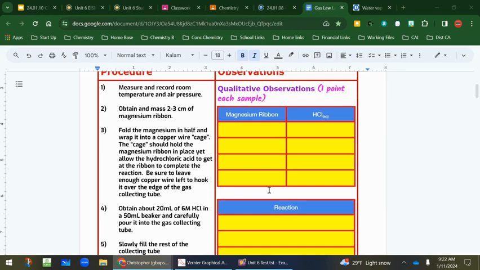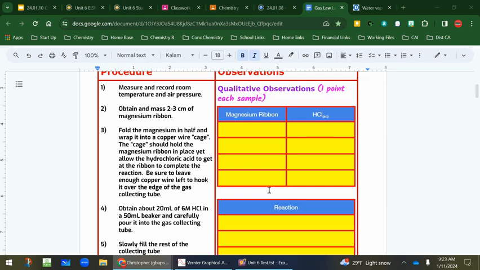So we're going to fold the magnesium ribbon in half a couple times and we are going to make a copper cage out of copper wire. I'll show you what that means. The cage should hold the magnesium ribbon in place, yet allow the hydrochloric acid to get to the ribbon to complete the reaction. Be sure you leave enough copper wire to hook it over the edge of the gas collecting tube. Again, I will show you what all that means, because if you read that, I wouldn't understand a word of it either.